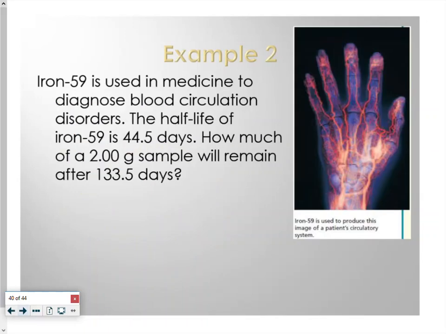Now looking at this one, different presentation, different information in the problem. So let's identify what they gave us. We have iron 59, and its half-life is 44.5 days. How much of a 2-gram sample will remain after 133.5 days? So what did they give me here? Lots of information. They gave me 2 grams, which happens to be the starting amount, right? Okay, so I can just kind of build my table here.